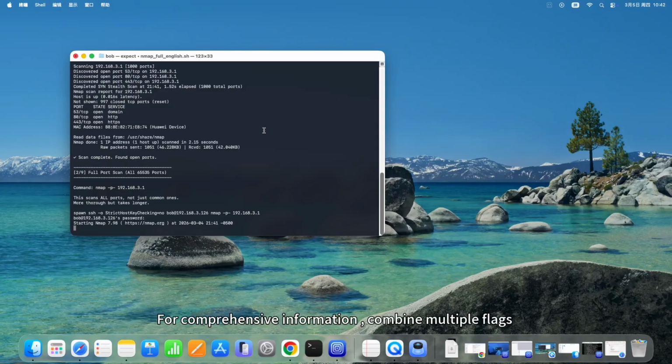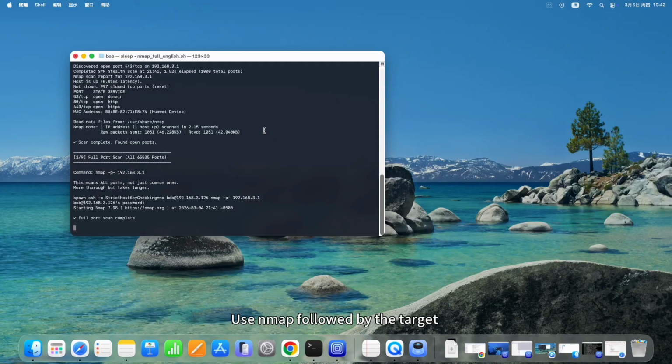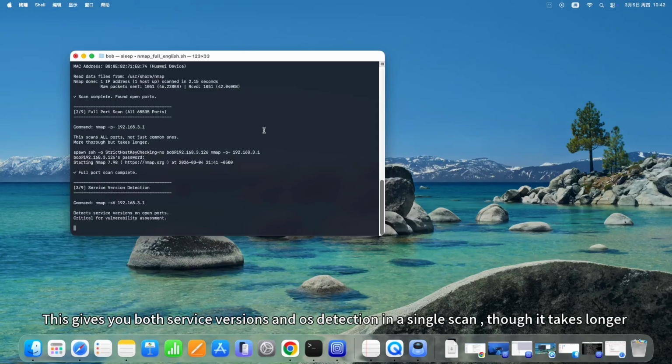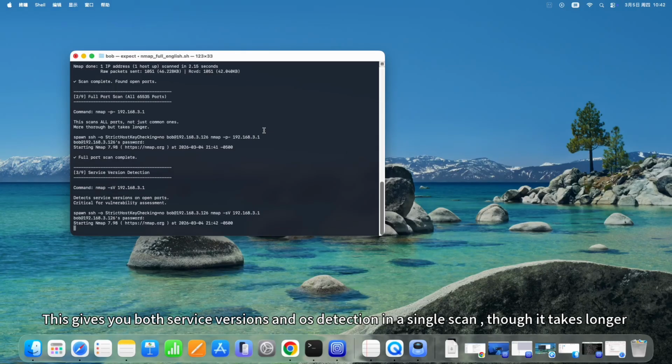For comprehensive information, combine multiple flags. Use Nmap -sV -O followed by the target. This gives you both service versions and OS detection in a single scan, though it takes longer.